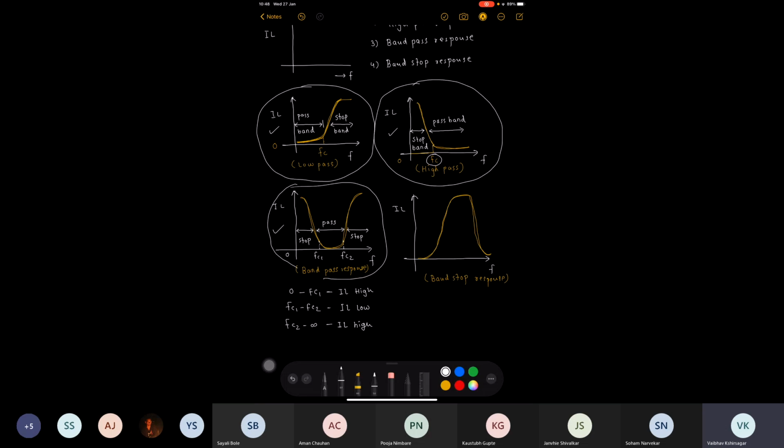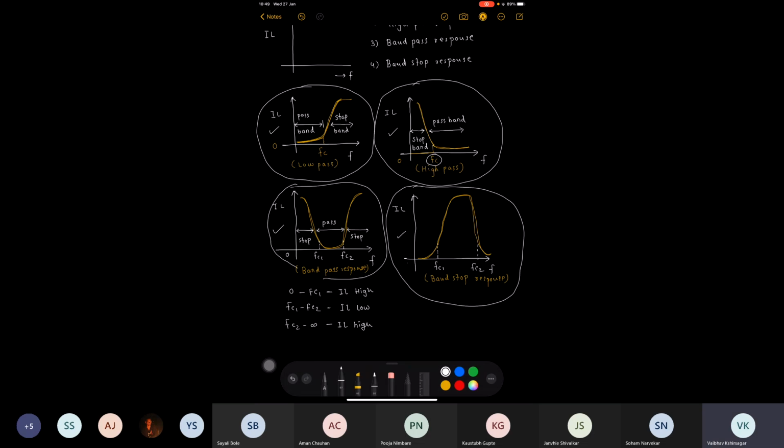Finally, coming to the fourth diagram, which is simply the opposite of the third diagram. What is this diagram? It represents the reverse behavior of the band pass response, and this is typically known as a band stop response, or sometimes a band reject response, right? Here again we have two cutoff frequencies, FC1 and FC2.